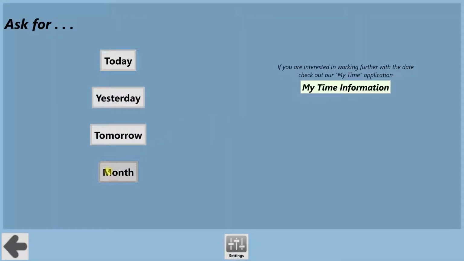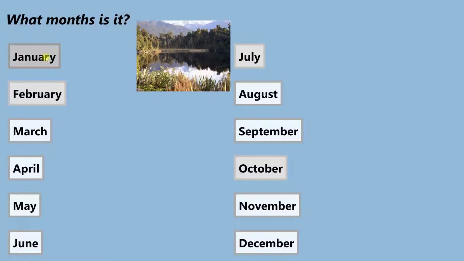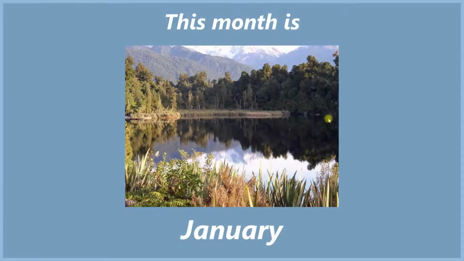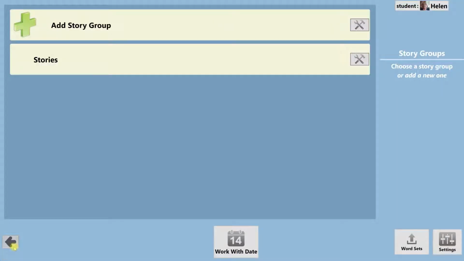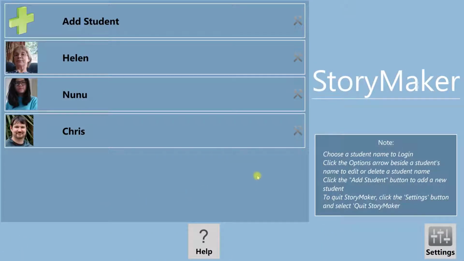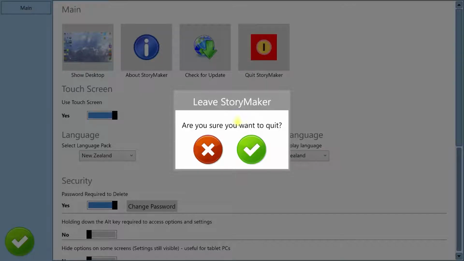And then we can ask for the month. What month is it? July, February, January. Yes, this month is January. So that's how it works there. We'll just go out of the program and go out of that one. Now we're going to actually have to exit StoryMaker and come back in order for you to see how it comes up automatically the next time.